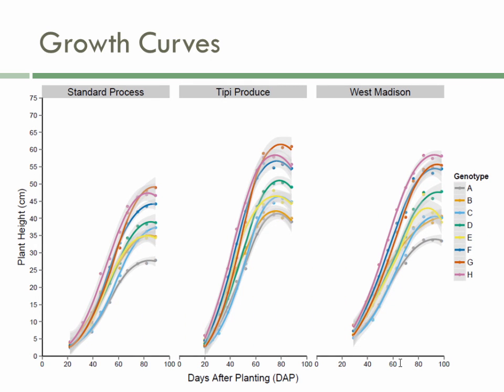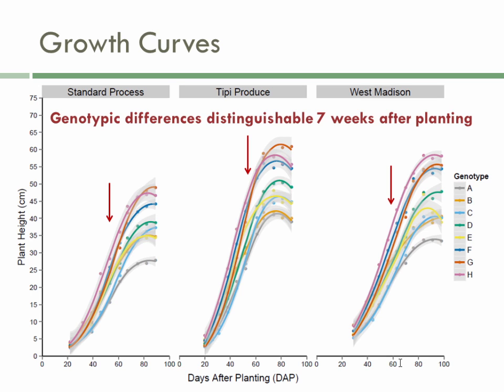I just want to point out some interesting aspects of the raw data. This is looking at days after planting and corresponding plant height for the 3 different locations and the 8 genotypes. Again, A through D are small and E through H are large. But the key points I want to make with this are there's a lot of variation among locations, which we've been discussing a lot today. And also that you can start to detect genotypic differences about 7 weeks after planting. And you start to see sort of a clear separation between large and small, and this is consistent across locations.